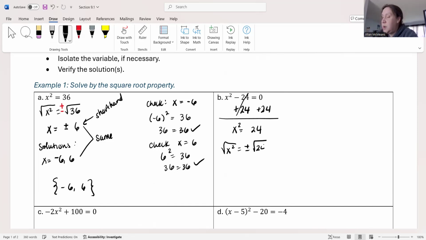Remember, we don't know what x is. All we know is that whether it's positive or negative, when we square it, we're going to get that positive 24. So we have to take into account that x can be positive and it can be negative here. So the square root of x squared is just x.